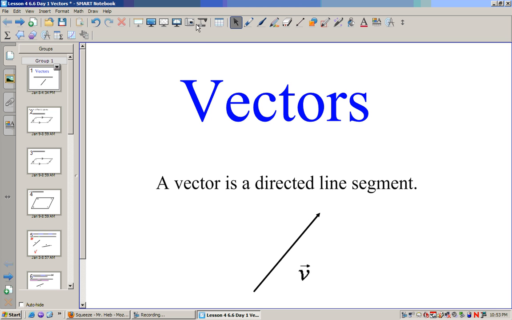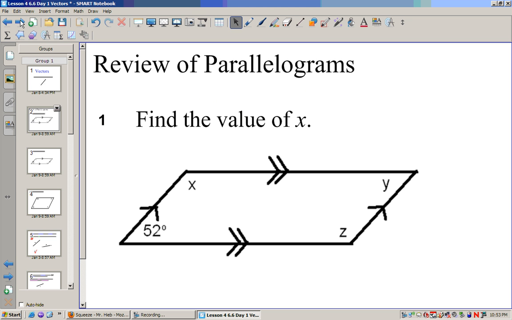Before we get into vectors, we have to review something that we learned in geometry about parallelograms. In parallelograms, if I know this angle down here, I can find angle x because these are supplementary angles. One way we know that is if we extended this out, 52 and this angle here would be alternate interior angles, so that would be 52. 180 minus 52 is going to be 128.